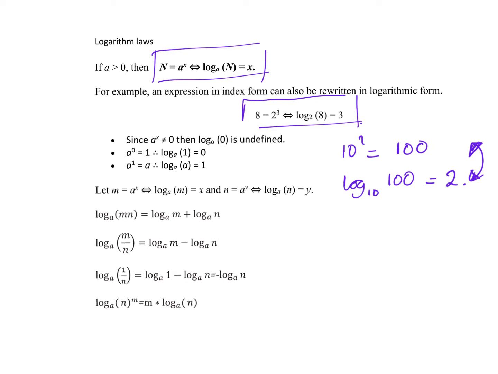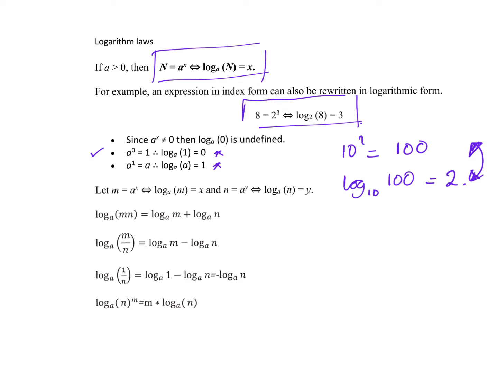So a to the power of 0 equals 1. Writing that in log form, log base a of 1 equals 0. A to the power of 1 equals a, log base a of a is equal to 1. They're probably two really good ones just to know straight off the tip of your tongue. So moving backwards and forwards is really important.